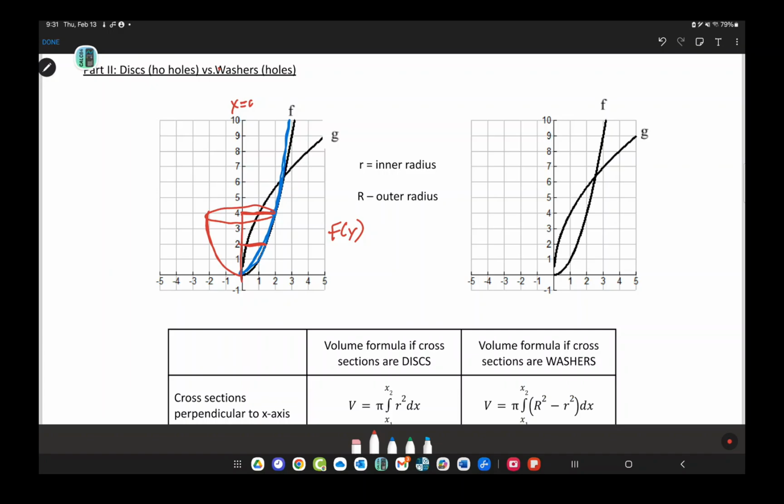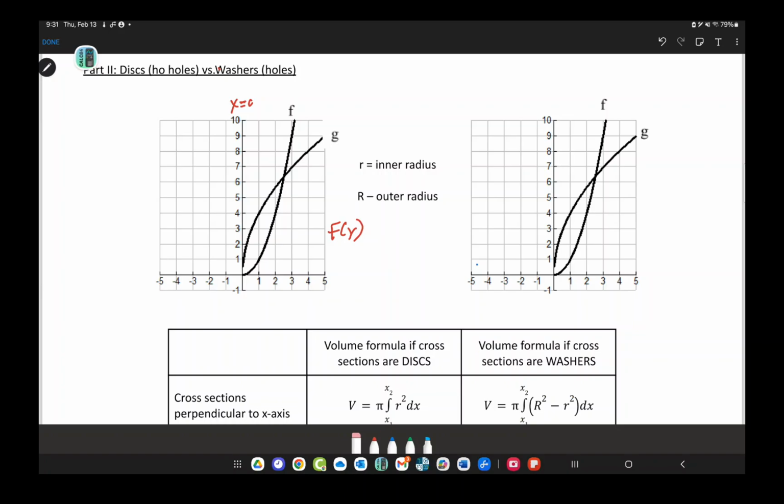Wait, so are we only looking at the line right now? Yeah, we were just looking at that. Now, if I was just looking at f, that would create one solid figure, right? So I just worry about f of y, and I don't have to worry about anything else. But if I was rotating both functions around, then I would have to do f of y minus g of y.